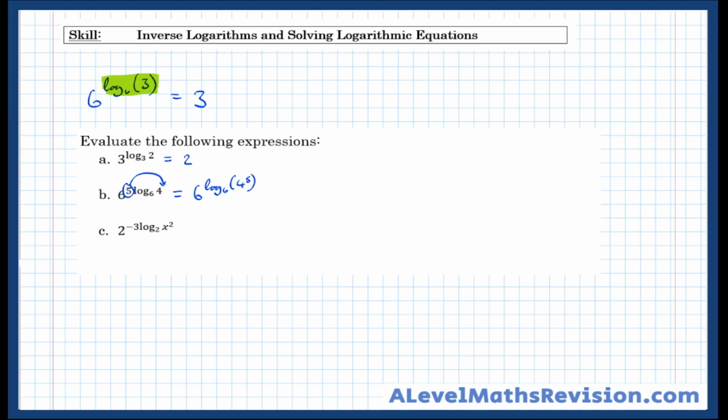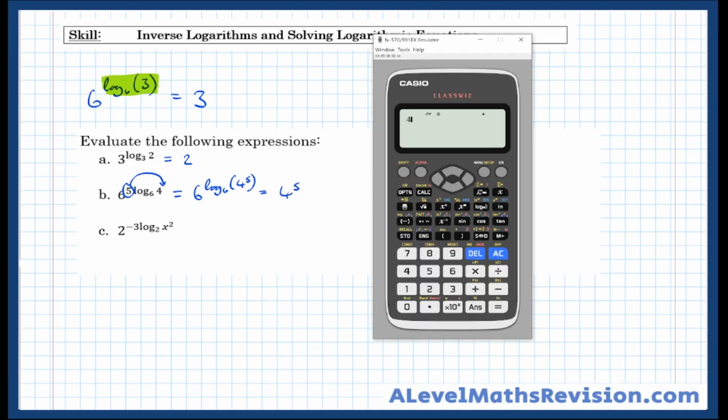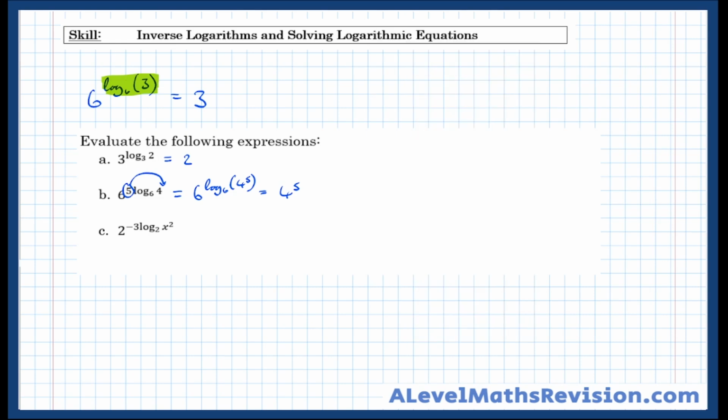And now we're ready to simplify. So a 6 and the log base 6 wipe each other out. That says, what power do I give 6 to get 4 to the 5? I then give 6 that power to get 4 to the power of 5, which if I evaluate on the calculator, 4 to the power of 5 equals 1024 is the answer.